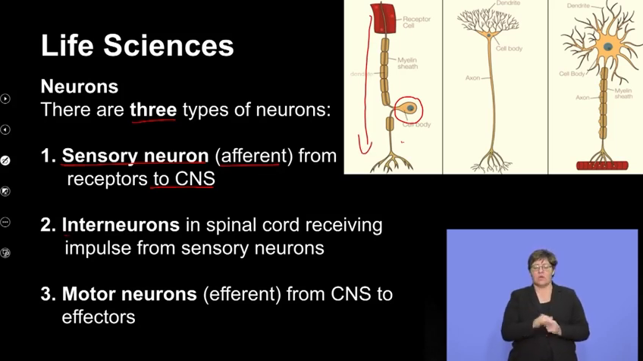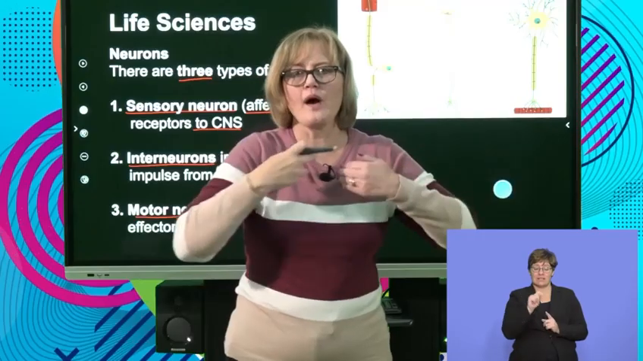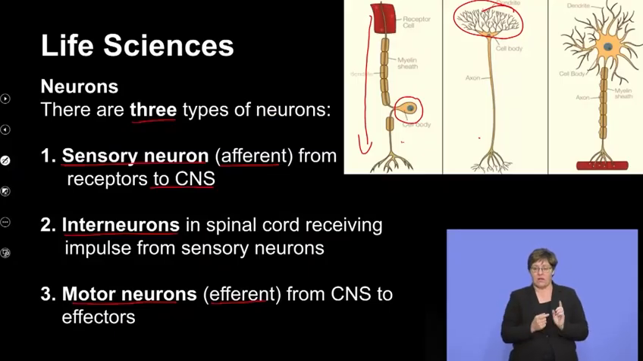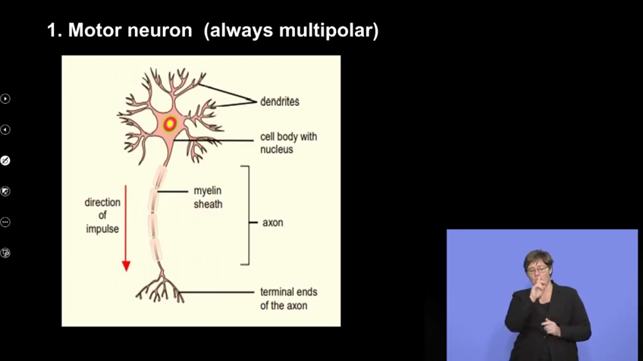Then your interneurons, they are always found in the spinal cord. They look like a little tree. Can you see there? Looks like a little bush there, right? And then the motor neuron are the efferent. What does efferent mean? Away from the central body, right? So it will take the impulses from the central nervous system to the effectors, and that's what the motor neuron looks like. Let's look into them in more detail.